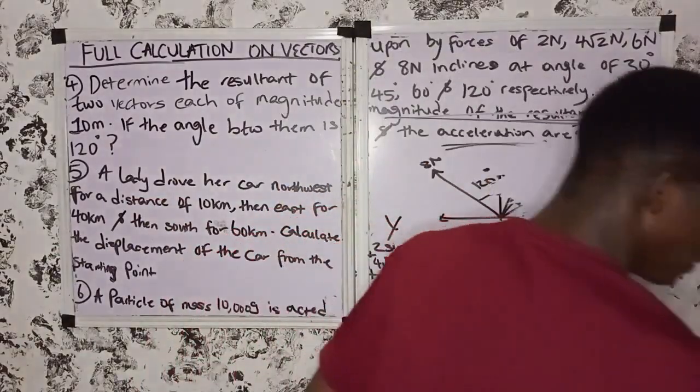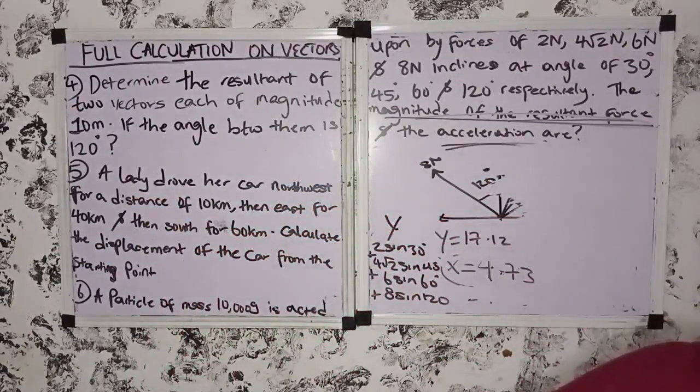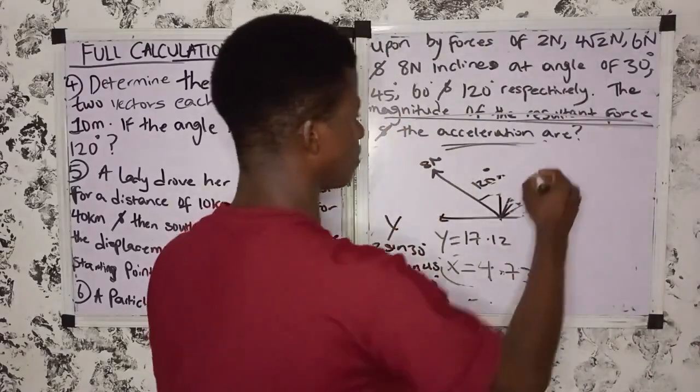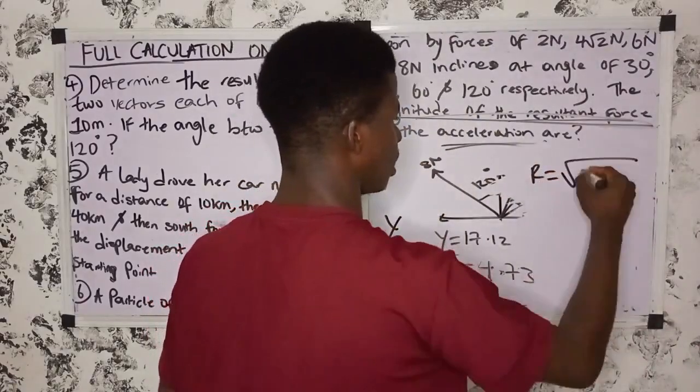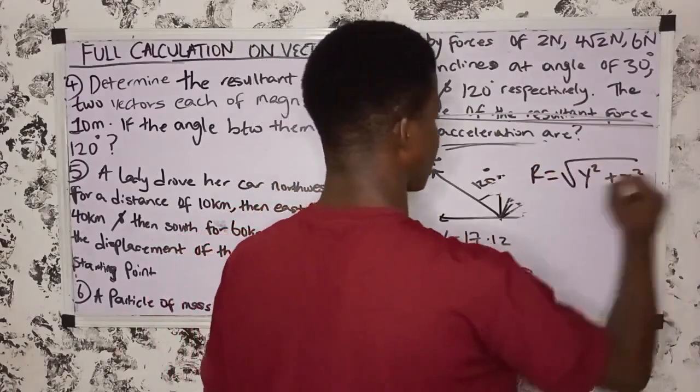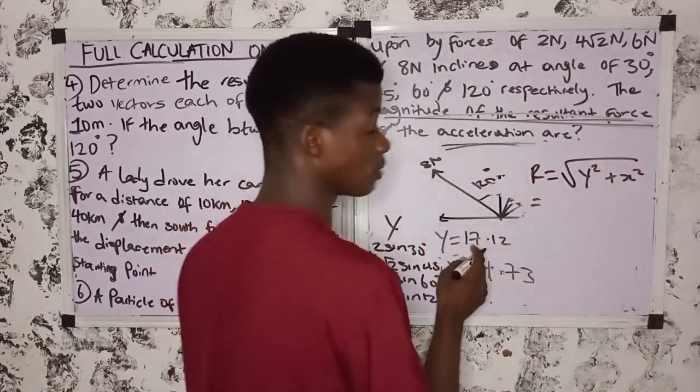Let's look for the resultant force. The total force will now be, using Pythagoras theorem, y squared plus x squared, right? So it is equal to what? Our y is 17.12.